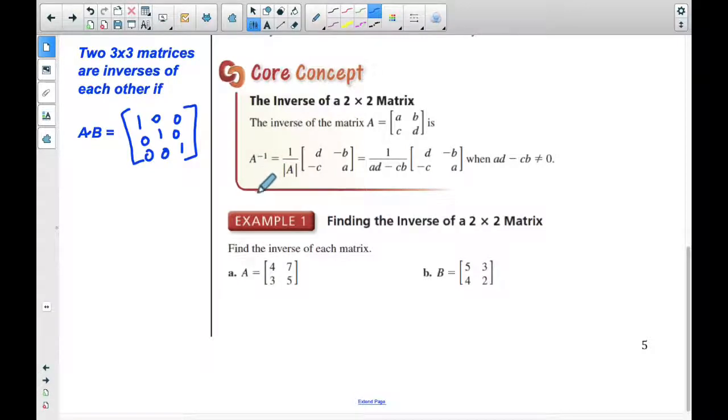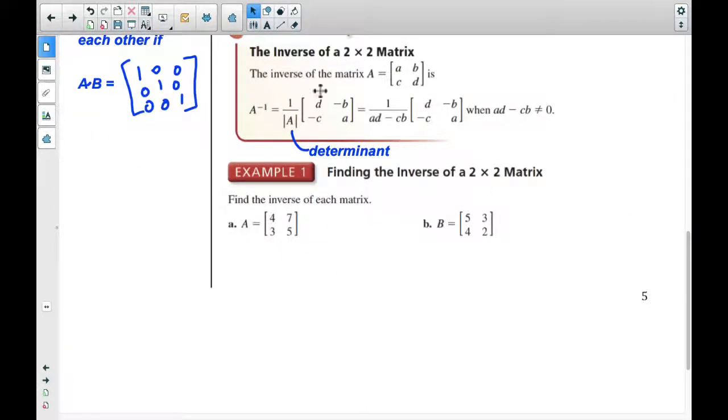Okay, A to the negative 1 is equal to 1 over, and then they have this notation, and I will tell you right now that this is the determinant, and we are actually going to talk about the determinant a little bit more on the next page, but they define it for us here. So we can use this definition where they've got the determinant in there, or we can just use the one that's already spelled out for us. And then they have this qualifier, when AD minus CB does not equal 0. Well, if AD minus CB was 0, that would be undefined, so that wouldn't be very helpful. So that's why they're making sure that you understand that.